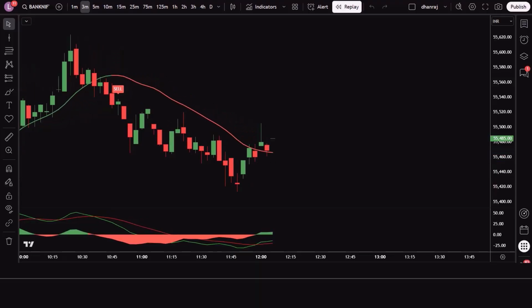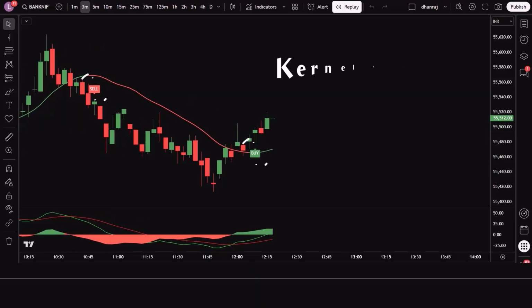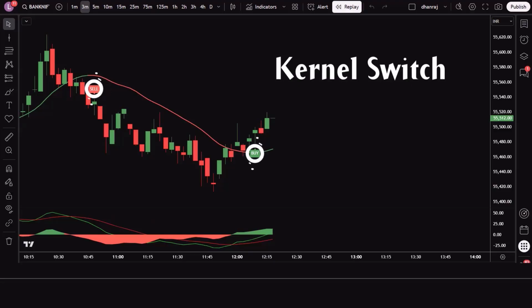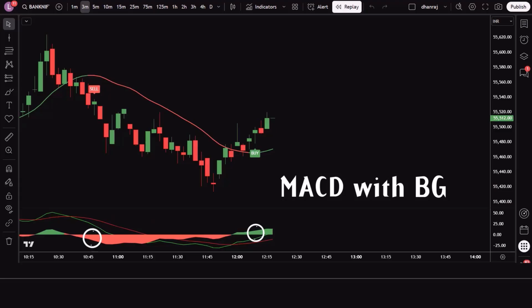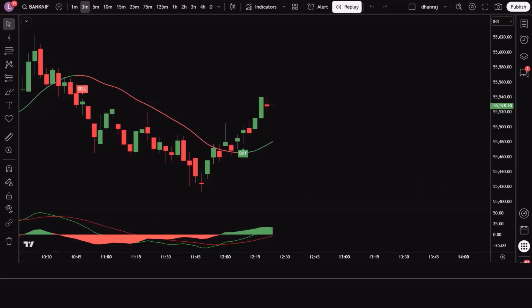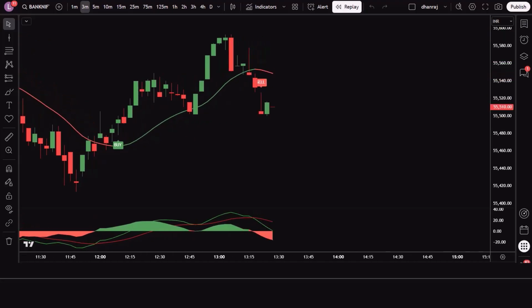First of all, let us know about trading tools. The buy and sell arrow indicator we see in the chart is called the kernel switch indicator. The green and red area indicator we see in the chart is called the MACD with BG indicator. Now we tell you how we want to trade.